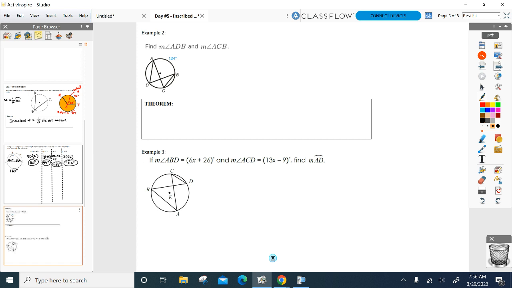I'll let you guys try this one out on your own. Find angle ADB and angle ACB, and then we've got to talk. They're both inscribed. Angle ADB and ACB are both inscribed, so they should be half its arc.